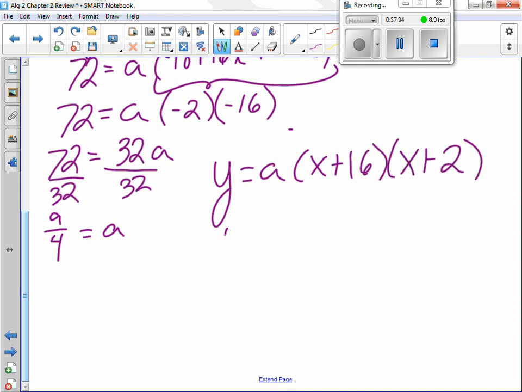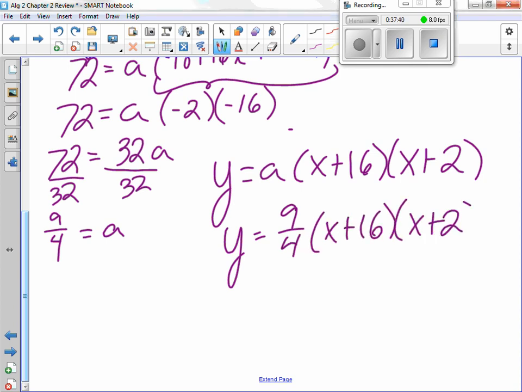Which we would, again, at this point, plug this into the equation to get this here. So we plugged x and y into it to solve, to get a by itself. And once we found the value of a, we plugged it back in. Does this make sense? Yes?